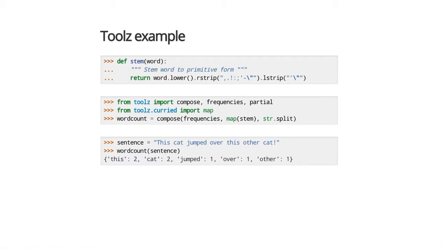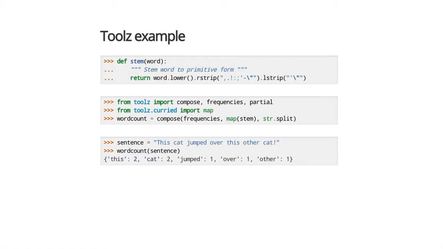But these are different functions. They're in a third-party library. You've got to use pip install for this. So you do word count equals compose. I don't know what that means. Frequencies, map stem, str split. OK, so it does string split on the sentence to get every single individual word. And then it runs stem on them.